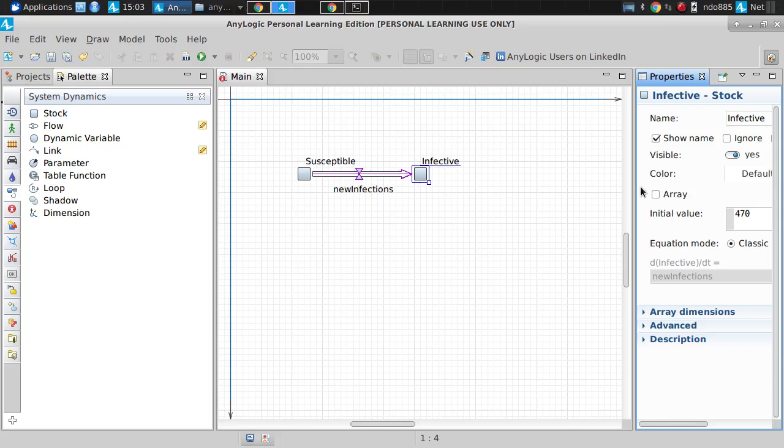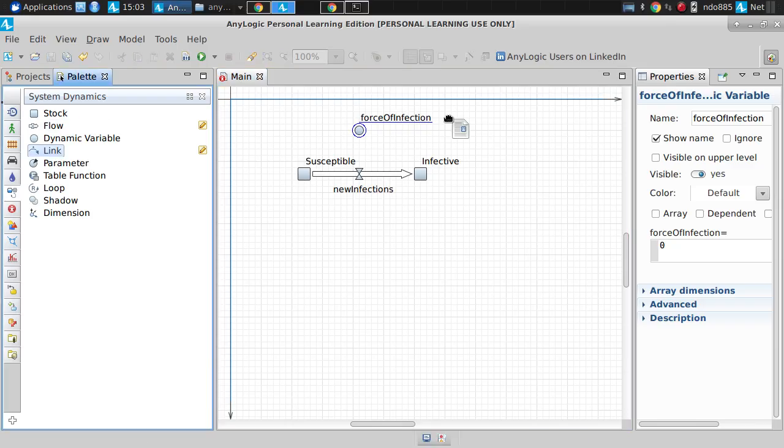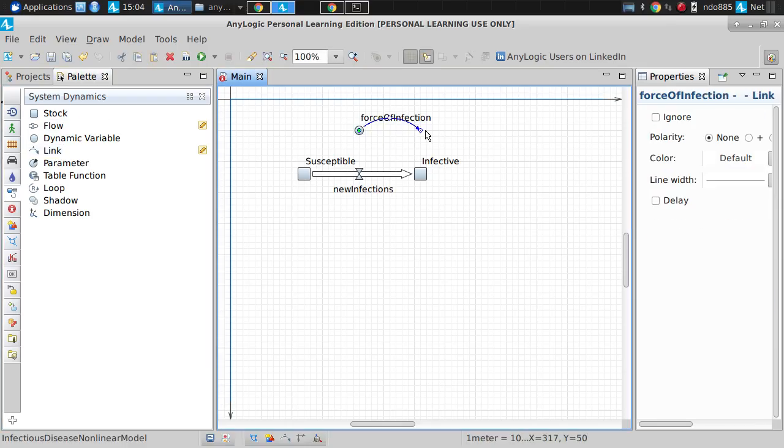Okay, next, ladies and gentlemen, we are going to drag in a dynamic variable, and this will be called force of infection. Okay, this is going to be a hazard rate. It's going to be a chance per unit time, a probability per unit time, that people are going to get infected.